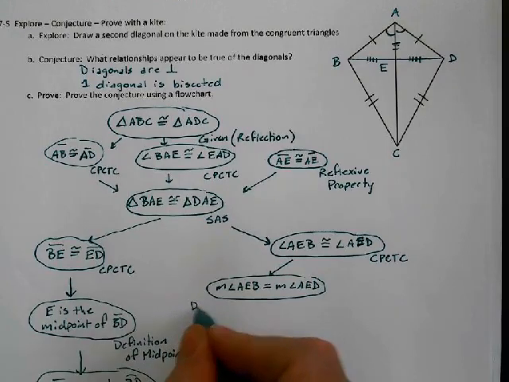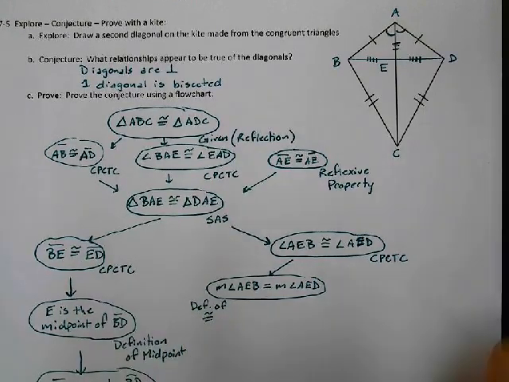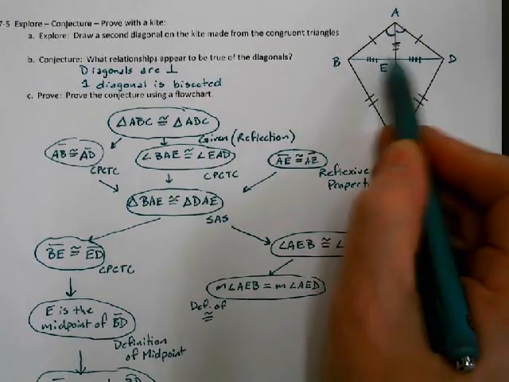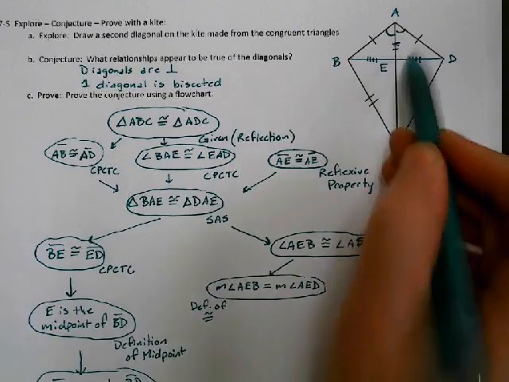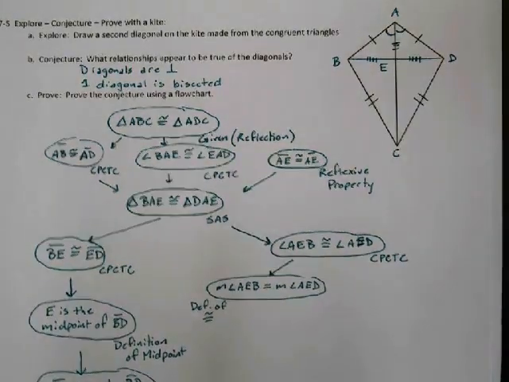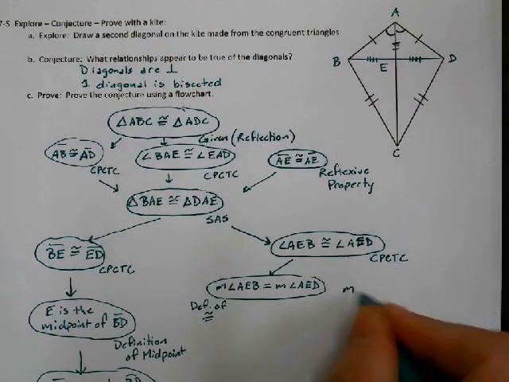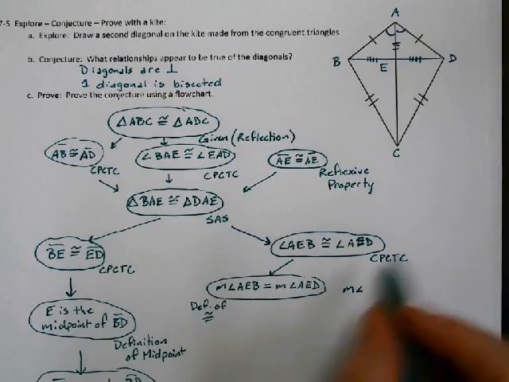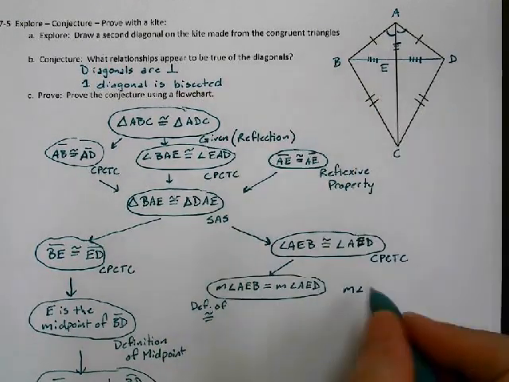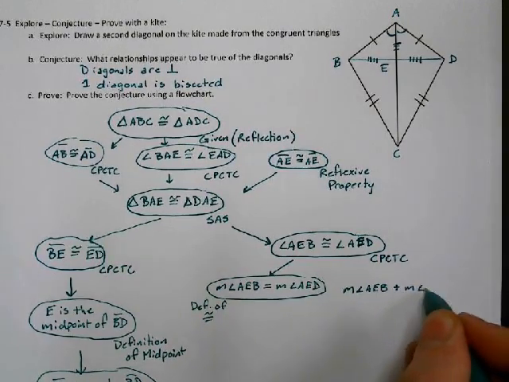On top of that, I know that these two angles have to add up to 180 degrees because they're linear pairs, and linear pairs are supplementary. So I'm going to say that the measurement of angle AEB, this one, plus the measurement of angle AED equals 180, because we know that linear pairs are supplementary.